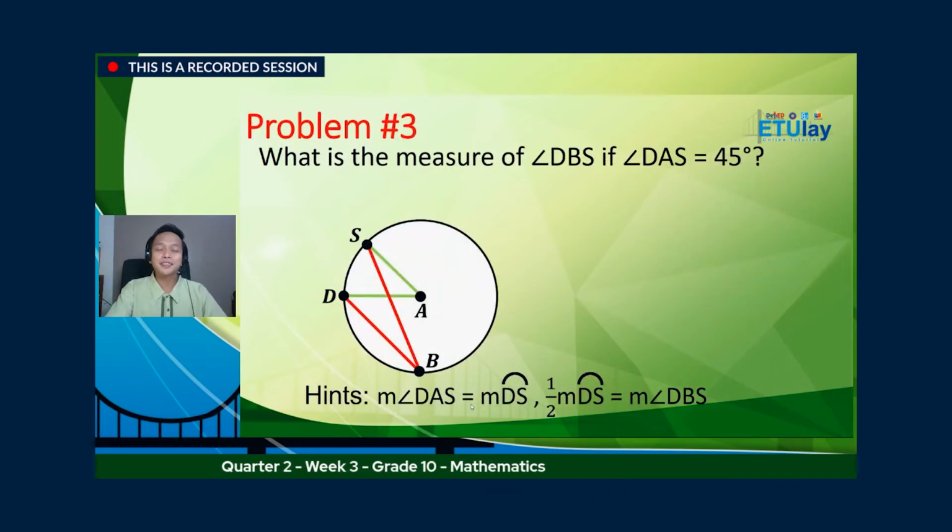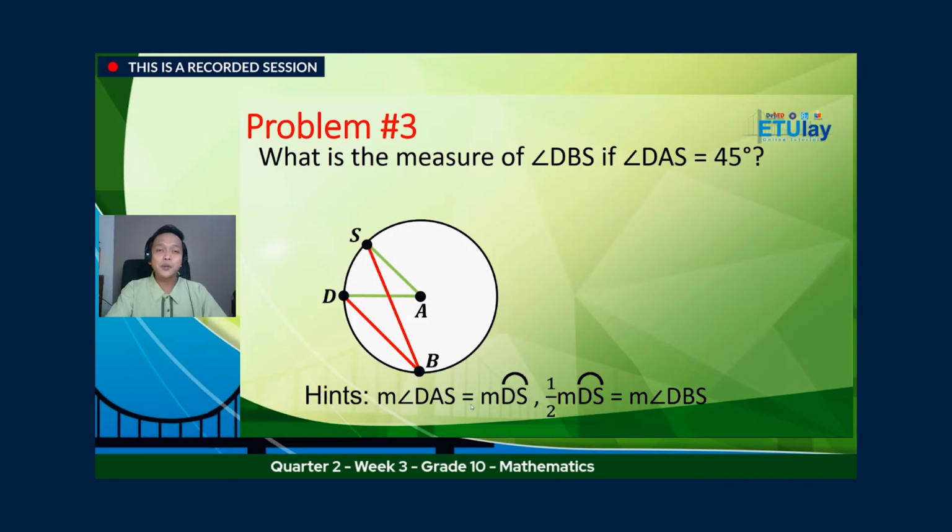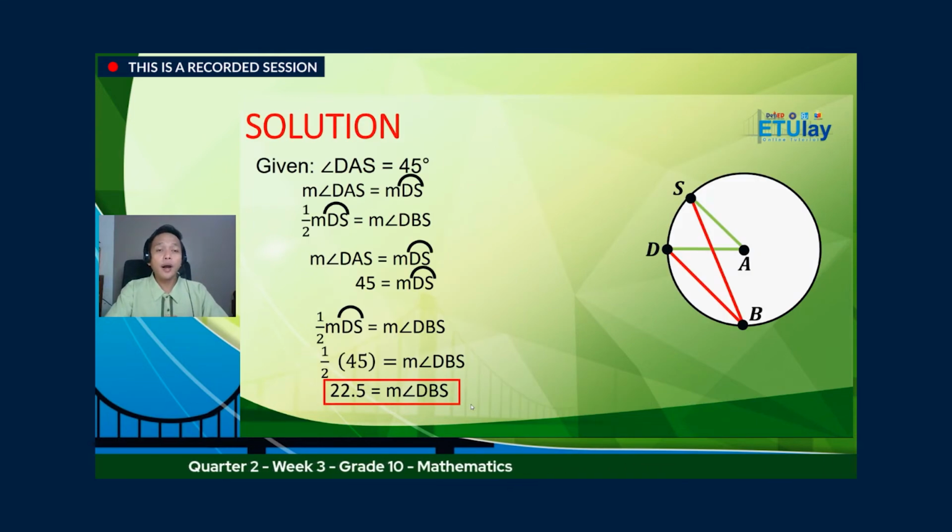Now let's have another problem. Problem number 3. What is the measure of angle DBS if angle DAS is equal to 45 degrees? So observe muna natin ulit ang illustration. At may hint tayo sa ilalim. Our hints are, the measure of angle DAS is equal to the arc DS. And 1/2 of the measure of arc DS is equal to the measure of angle DBS.